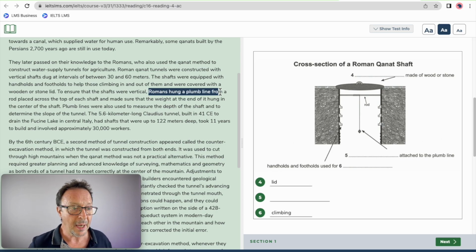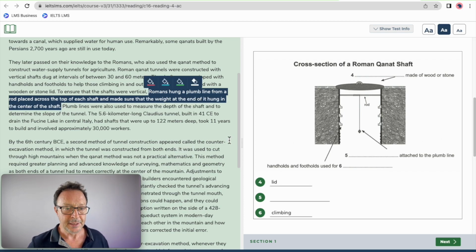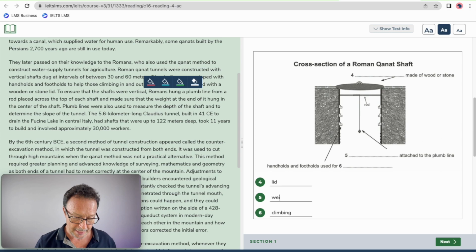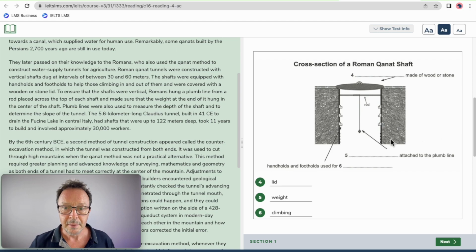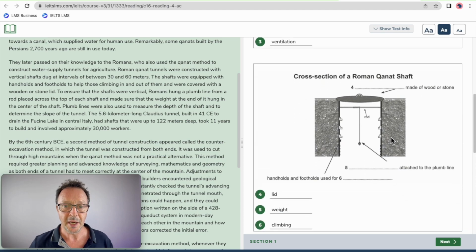Romans hung a plumb line from a rod placed across the top of the shaft and made sure that the weight at the end of it hung in the center of the shaft. Okay, so again, the weight at the end of the plumb line helps to know what a plumb line is. These days people use spirit levels instead of plumb lines, although they are still used here and there. You'll see them on building sites still. Okay, so that's those. I'm quite happy with that part.